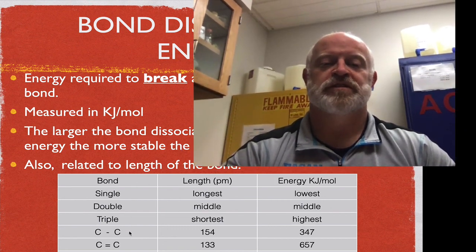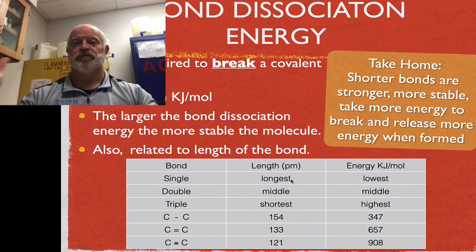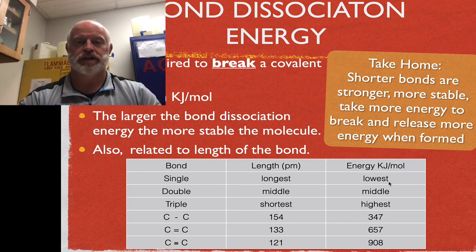So if we take a look at this data down here, we see single bonds are going to be our longest ones. They're going to be the ones that are furthest apart. They're going to have the lowest dissociation energy, which means they're the easiest to break. Double bonds are in the middle, which means they're a little bit harder to break. A triple bond is going to be the shortest of all our bonds, which means it's going to have the highest dissociation energy, which means it's going to be the hardest to break.